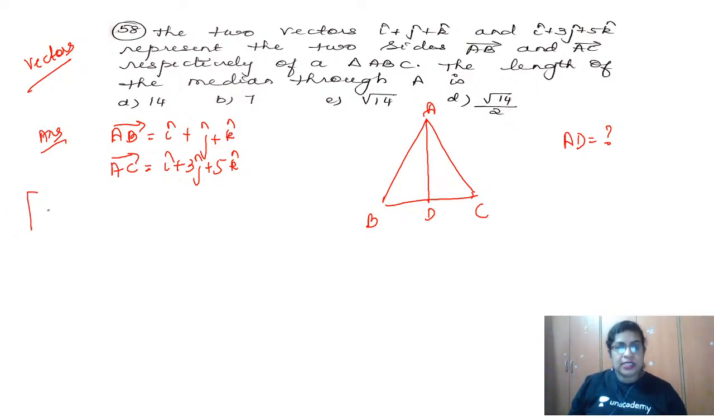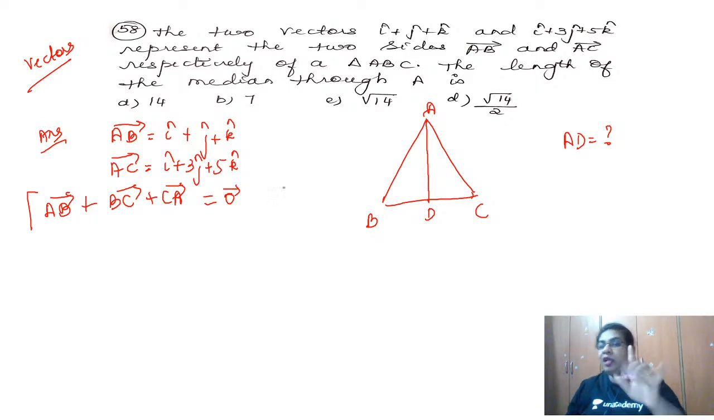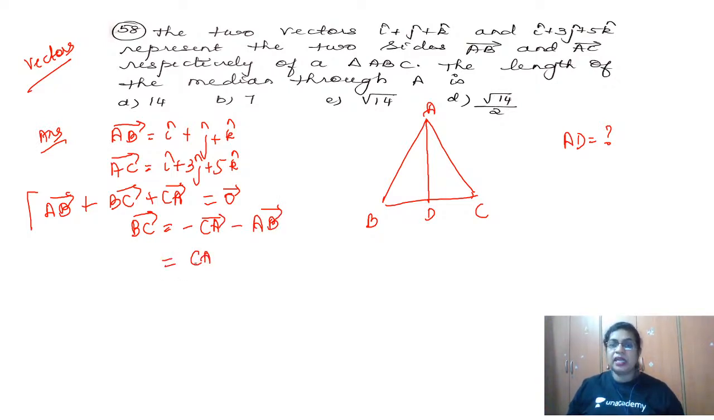So let me use that concept first. That is AB plus BC plus CA. This has to become the zero vector, only then I can call it a triangle. Okay, so therefore, I know AB, I know AC, I want BC from this. So what is the BC vector equal to? AB, I can shift that side, CA also. So it is minus CA vector minus AB vector. Minus CA vector, I can change the direction and write this as AC vector minus AB vector.